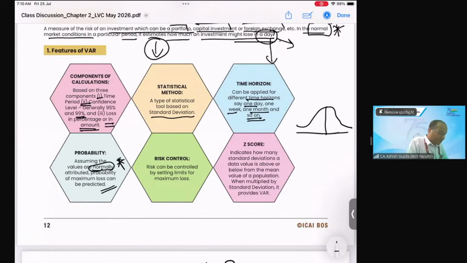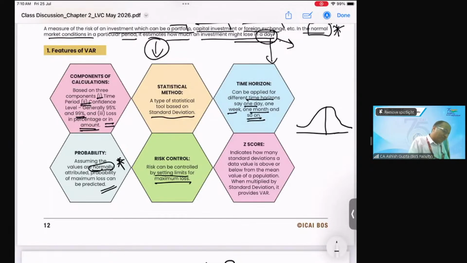Risk control. From this we can set our limits for maximum loss. There is also one numerical on the same, where we come to know that more than this loss I cannot bear. So I put my risk limit at some point. This is very important.